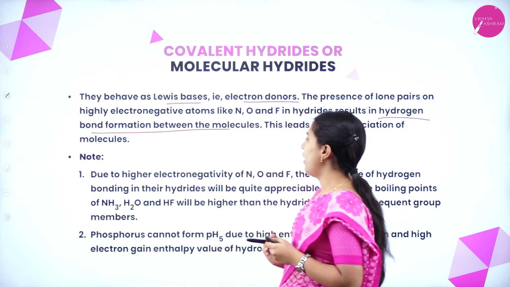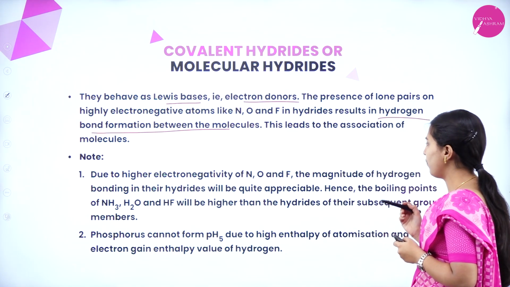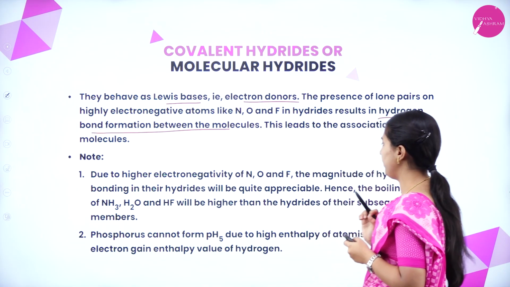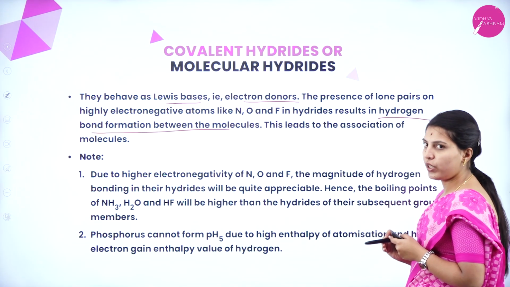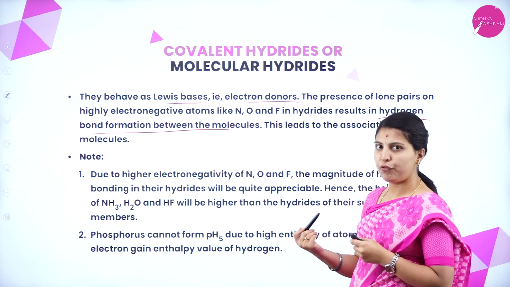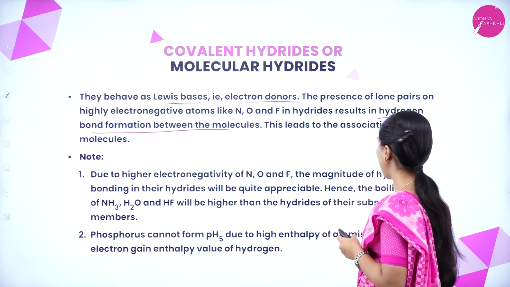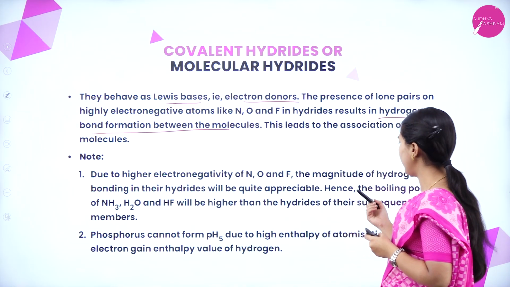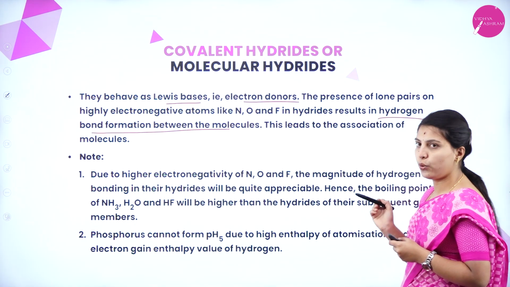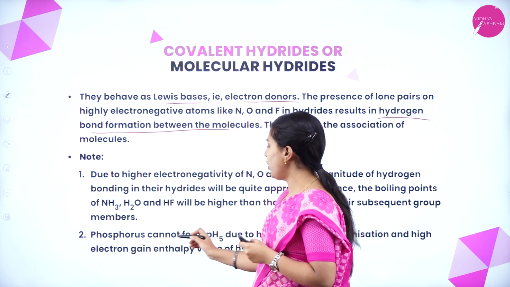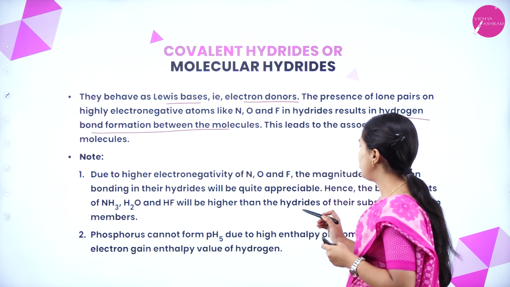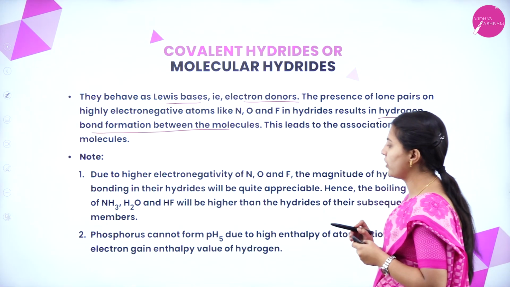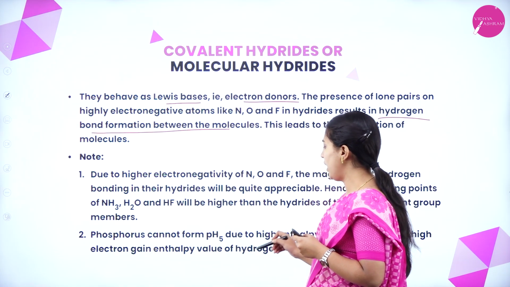Note, due to the higher electronegativity of nitrogen, oxygen, fluorine, the magnitude of hydrogen bonding in their hydrides will be quite appreciable. Okay, due to the higher electronegativity, the hydrogen bond formation will be favorable. Hence, the boiling points of ammonia, water and hydrogen fluoride will be higher than that of hydrides of their subsequent group members. Phosphorus cannot form PH5 due to high enthalpy of atomization and high electron gain enthalpy value of hydrogen.